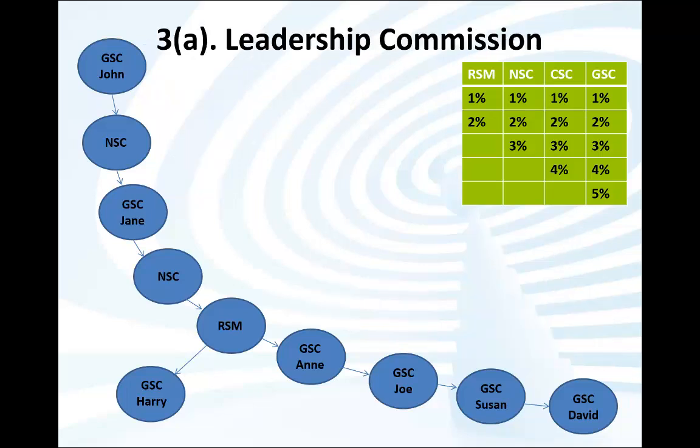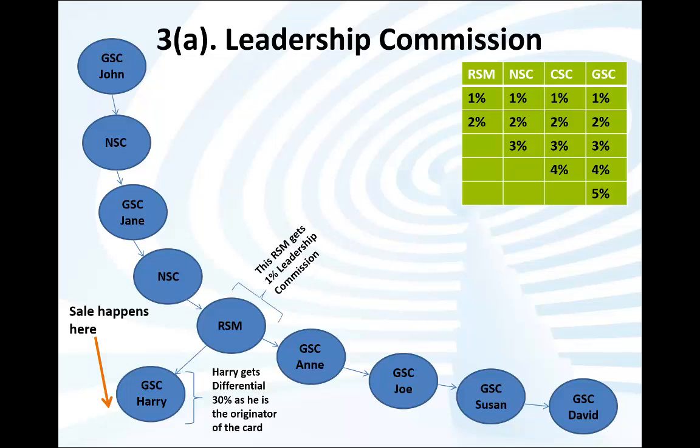To give another example of Leadership Commission, we will assume that in this example the sale occurred just below GSE Harry. We will assume Harry is the originator of the card, and it is therefore he who receives the 30% differential commission. We are discussing Leadership Commission here, but if Harry was the originator of the card, he would not only receive the full differential commission, he would also receive the 20% commission for originating the card.